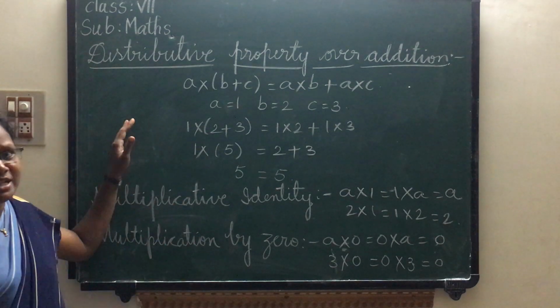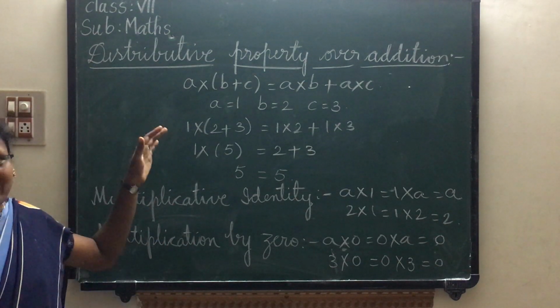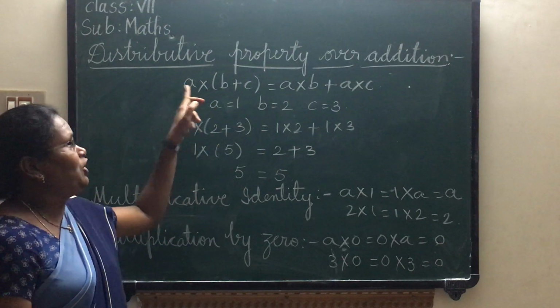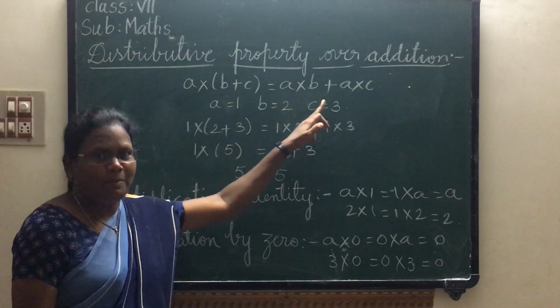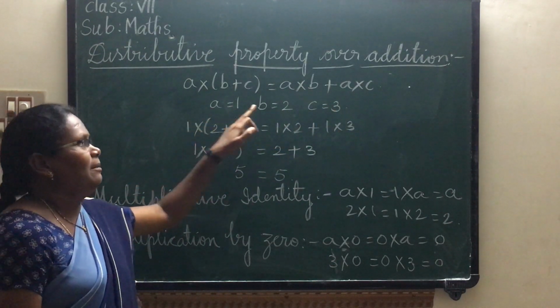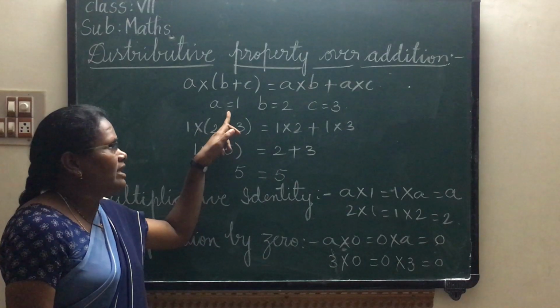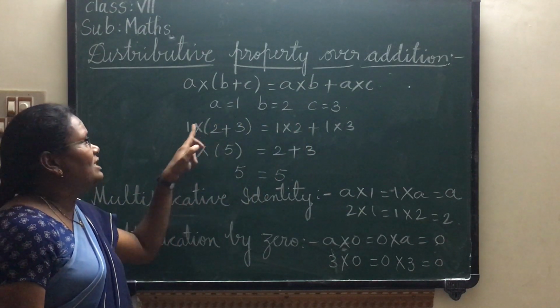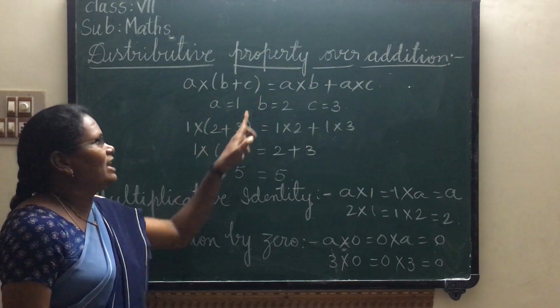Good morning, children. Yesterday we learned the associative property. Now we have to learn the distributive property over addition. A into (B plus C) is equal to A into B plus A into C. Here we have to take some values of A, B, C. A is equal to 1, B is equal to 2, C is equal to 3.